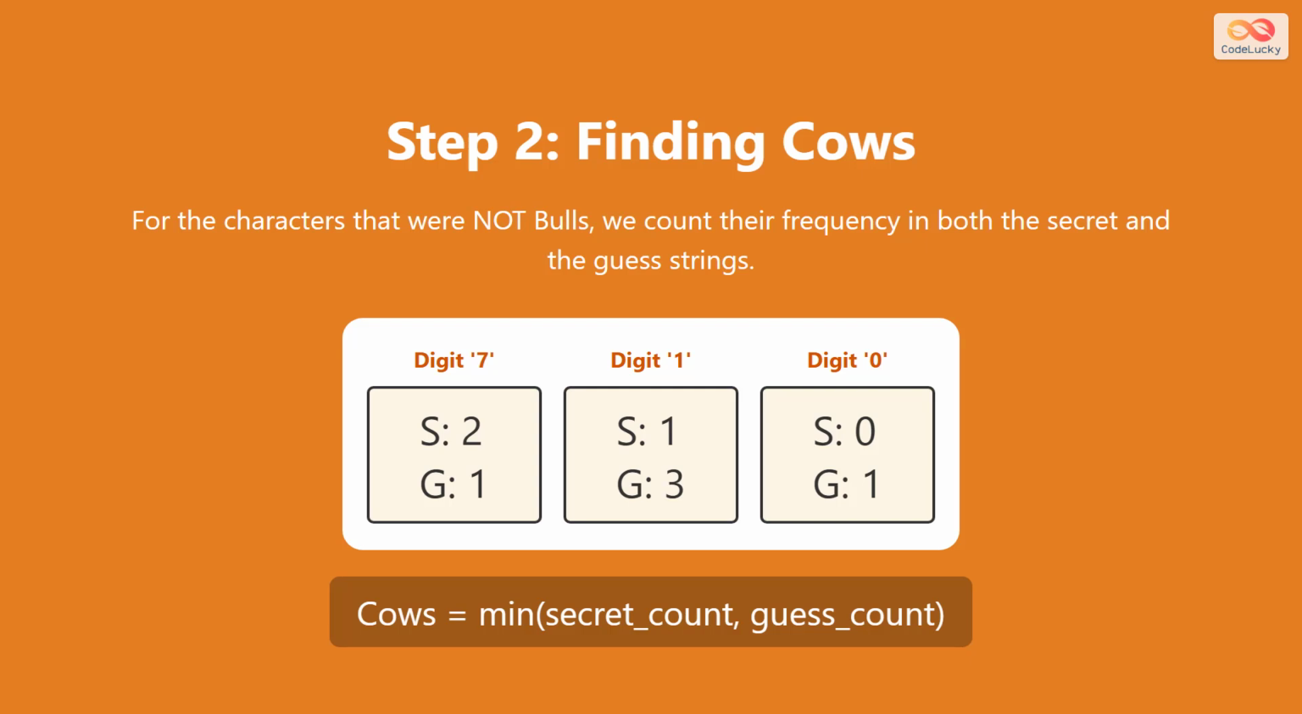Step 2 deals with the remaining characters. We count how many times each digit appears in the non-bull parts of the secret and the guess. The number of cows for a specific digit is simply the minimum of its count in the secret and its count in the guess.